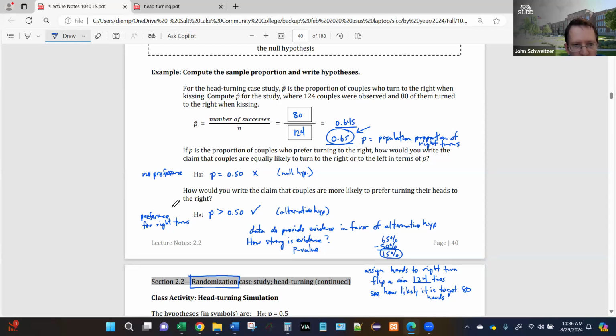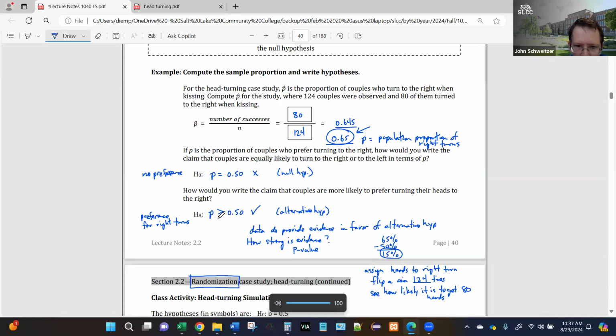And then if there's a preference for right turns, then P at the population level, the population proportion, would be more than 50%. Now we're not saying that it's 100%. We're not saying that people never turn to the left. We're just saying that there's some preference for turning to the right. So as long as P is more than 50, there is a preference. Now if P is 51, it's not really a strong preference. If P is 80, then it's a strong preference, something like that, right? So we're not trying to establish what P is. We're just trying to see if it's more than 50.